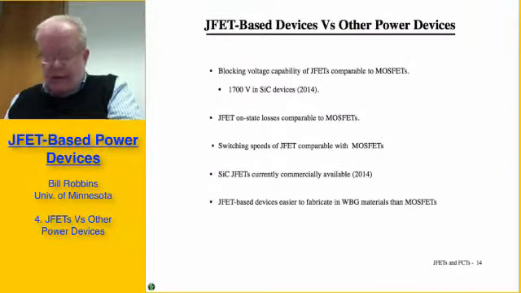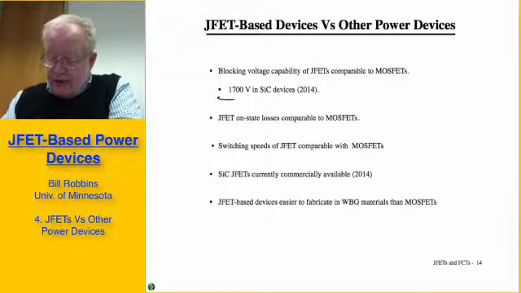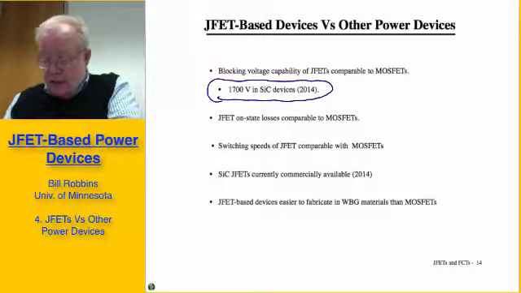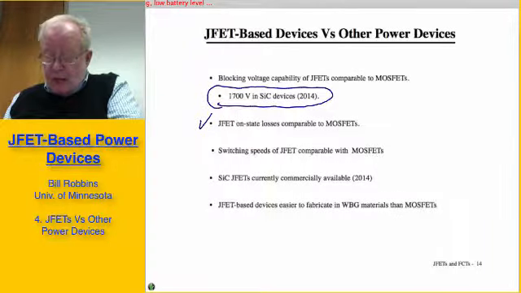Finally, to compare in a general way JFET devices with other power devices, blocking voltage capabilities of the JFETs are comparable to MOSFETs. In fact, there are 1700 volt rated JFETs commercially available at the present time, which is in the 2014-2015 time frame. The JFET on-state losses are comparable with MOSFETs. The switching speeds of the JFET are comparable with MOSFETs. The silicon carbide JFET is commercially available at the present time, again the 2014-15 time frame.